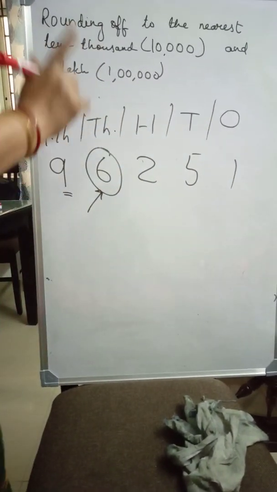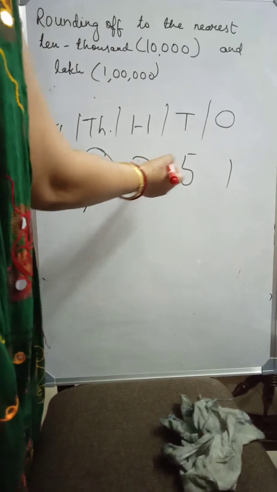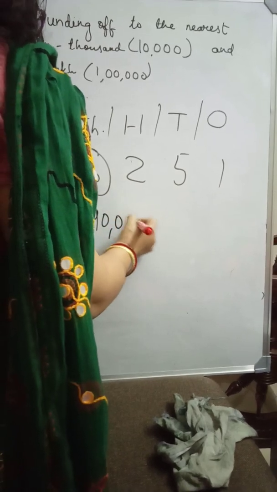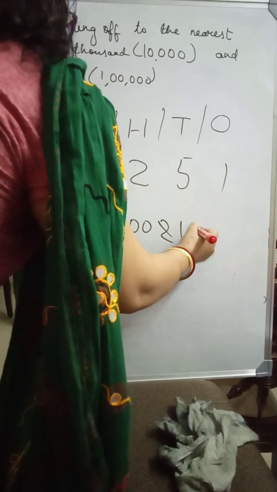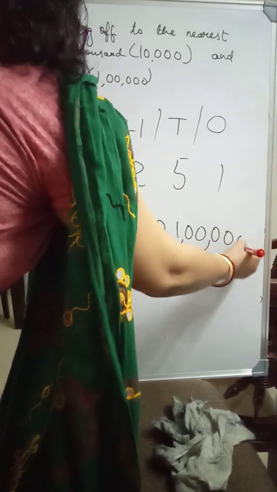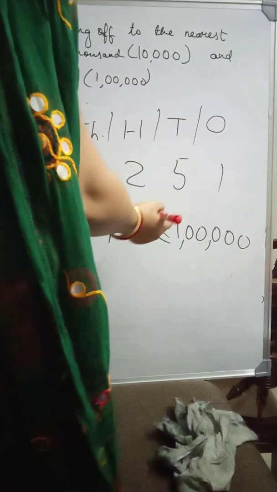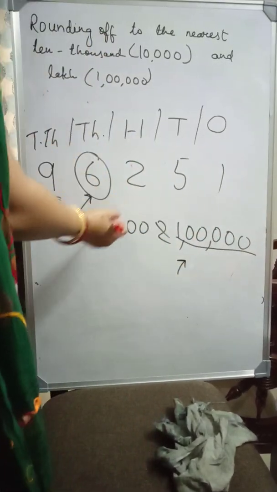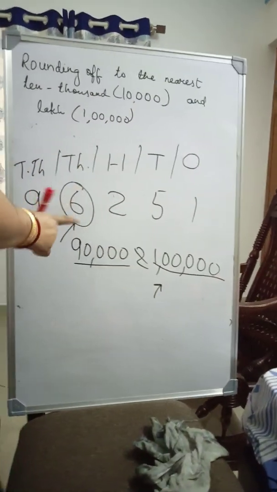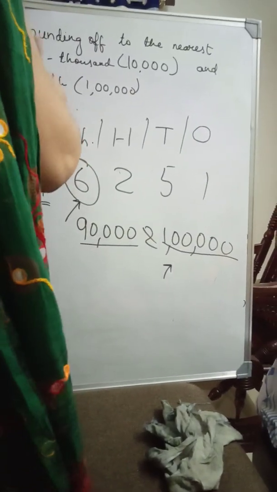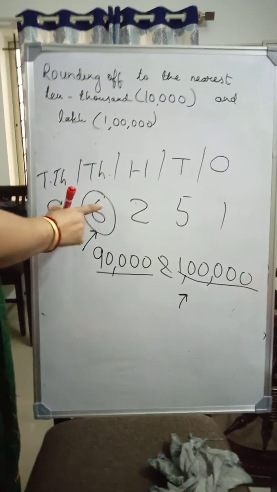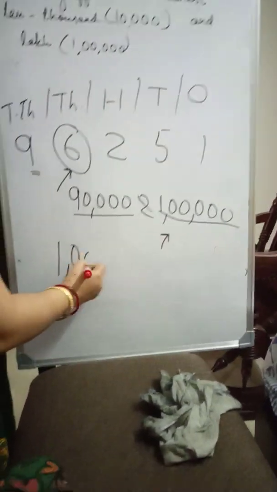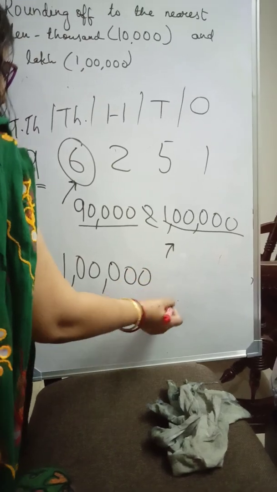96,251. First point. Second point, this 96,251 is in between 90,000 and 1 lakh. Correct? And this 96,251 is nearer to whom? Nearer to 1 lakh than to 90,000. So the rounding off to the nearest 10,000 of 96,251 is 1 lakh. So the answer is 1 lakh.